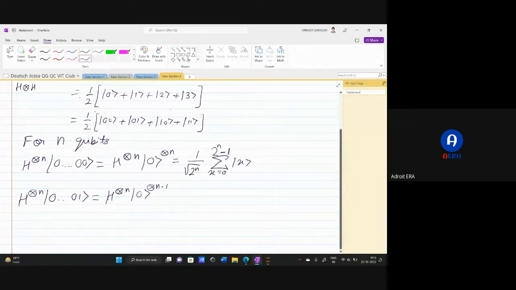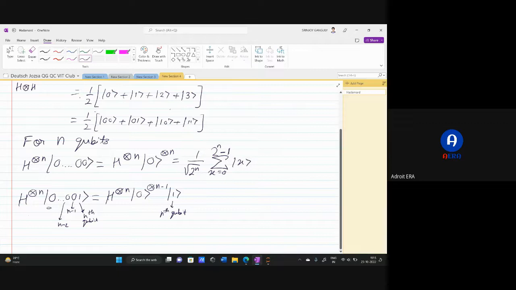Because why? Because the nth qubit is what? The nth qubit is ket 1. So this is the nth qubit, right? Okay, so basically here I can write, this is the nth qubit, and then this is n minus 1, then this is n minus 2, and so on, up to 0, like that.